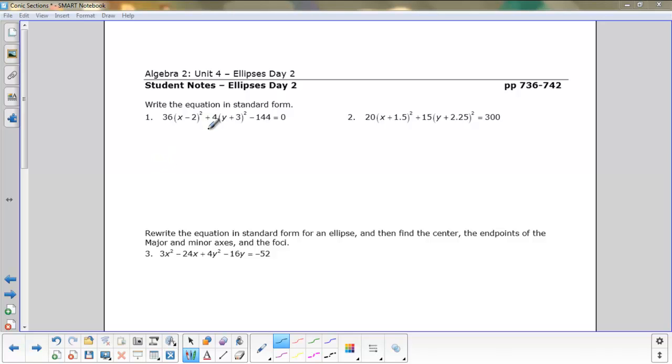All right, student notes, ellipses day 2. Today we're going to have a focus on writing equations in general form or standard form, and most of these equations will be written in standard form.